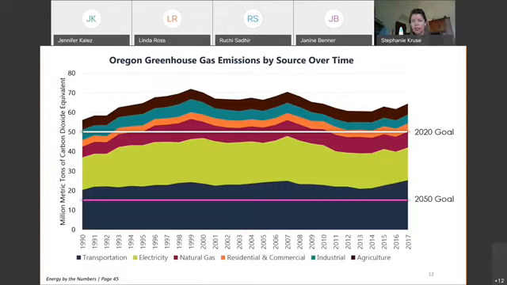This chart shows Oregon's greenhouse gas emissions over time. This data comes from the Oregon Department of Environmental Quality. And you can see here that although Oregon has taken many steps to reduce greenhouse gas emissions between both policy decisions and energy efficiency work, we are not currently on track to hit the 2020 interim greenhouse gas emission reduction goal, which was to reduce emissions by about 10% below 1990 levels.